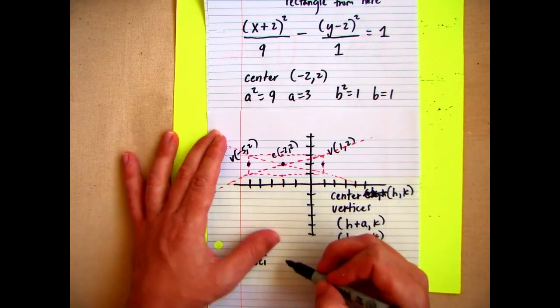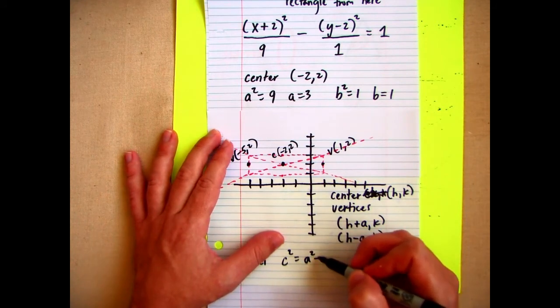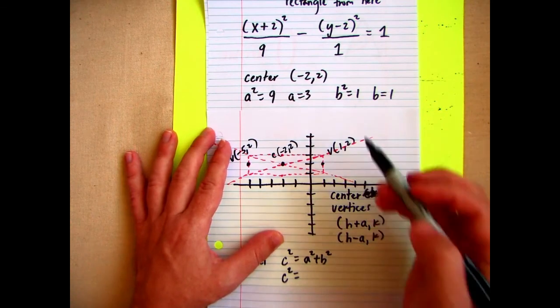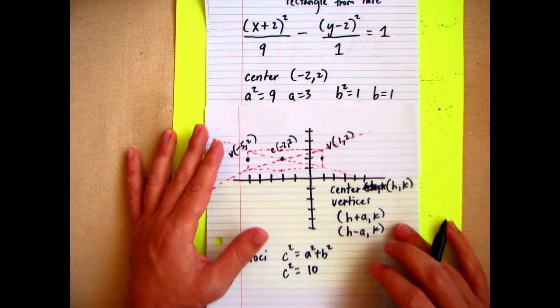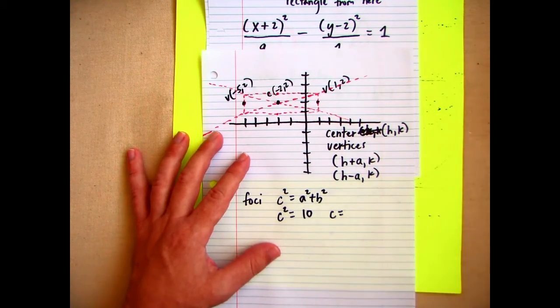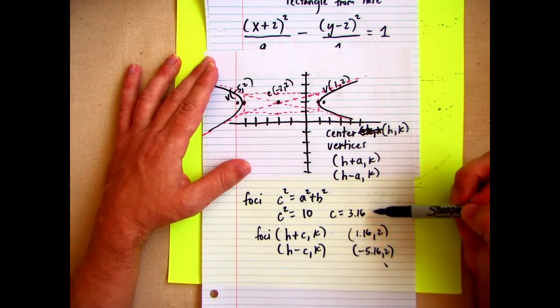Last thing I want to identify is my foci. So again, I'm going to need to know what c squared is, or what c is. With hyperbolas, c squared equals a squared plus b squared. So c squared equals 10. So c is about 3.16.